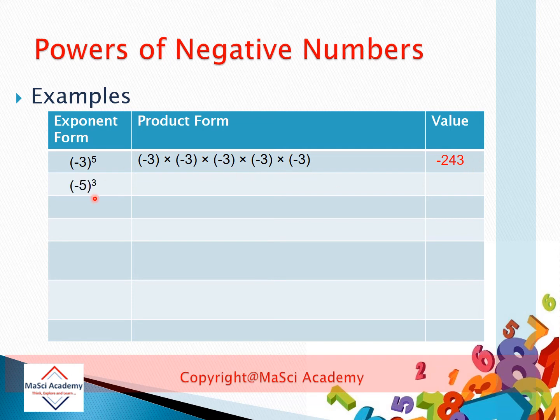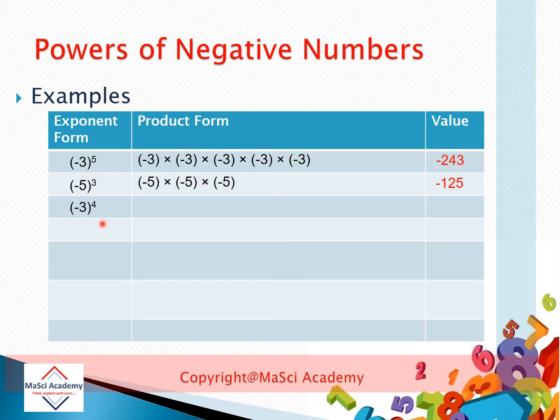The next example is minus 5 cube. This is equal to minus 5 multiplied by itself 3 times in the product form, and then the final value is minus 125. Here again 5 has been multiplied 3 times to get 125, and minus 1 is multiplied 3 times to get the minus sign in the answer.